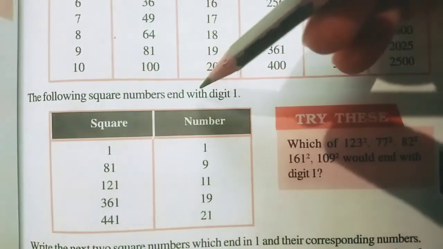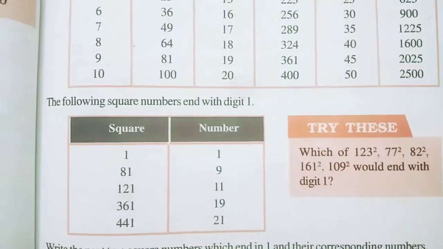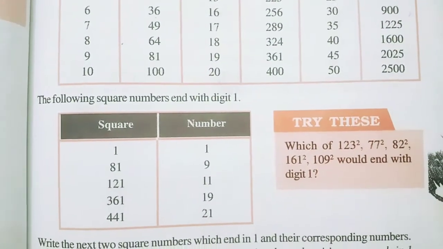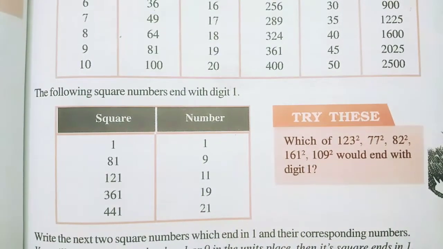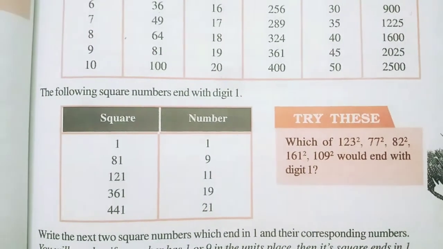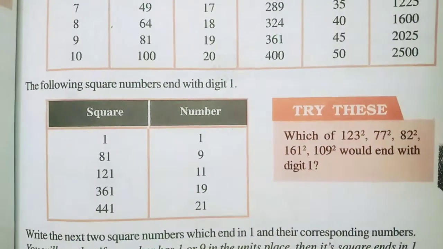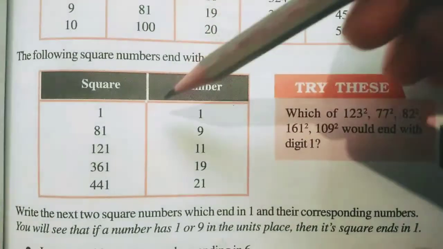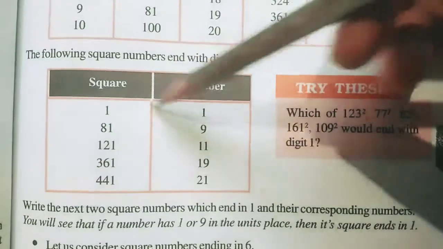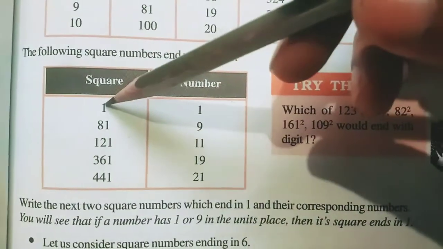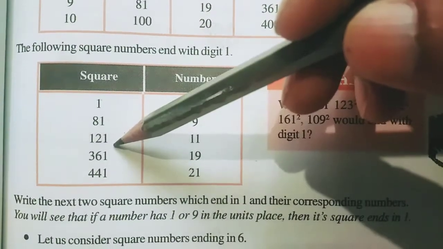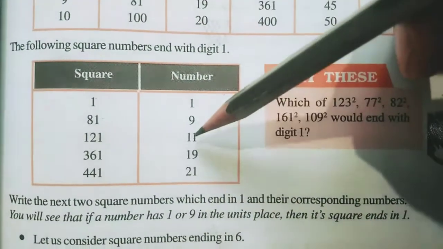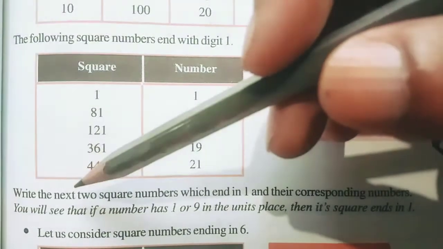Following square numbers end with digit 1. See, in this chapter, the unit digit is very important. Unit place digit is a very important digit. On the basis of the unit place digit, you can identify many things. Here you can see a number and the square of this number is 1, the square of 9 is 81, the square of 11 is 121, like this. So why is it given here? You have to see here.